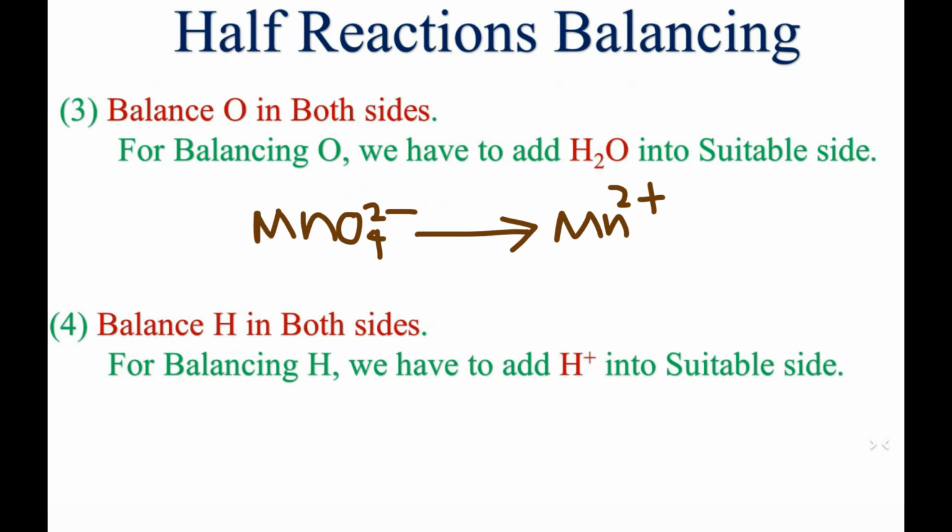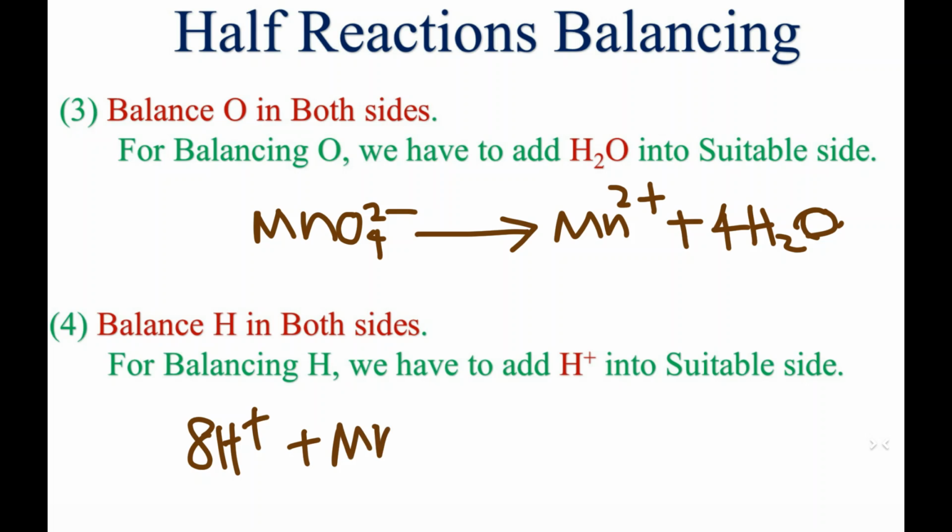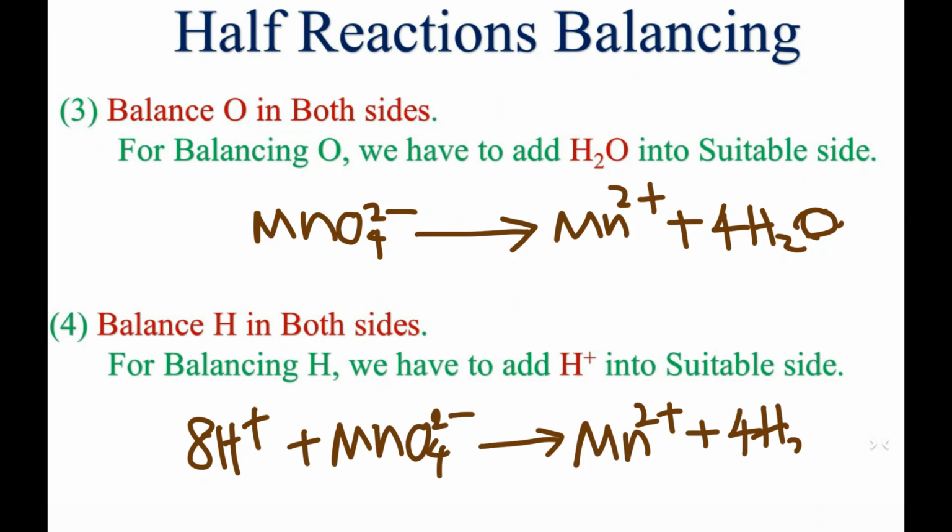First of all we have to balance oxygen. For balancing oxygen we have to add 4 H2O molecules. Now you can see oxygen is balanced. After that we have to balance hydrogen. For balancing hydrogen we have to add 8 H plus to the left side. Then this is the reaction after balancing both oxygen and hydrogen.